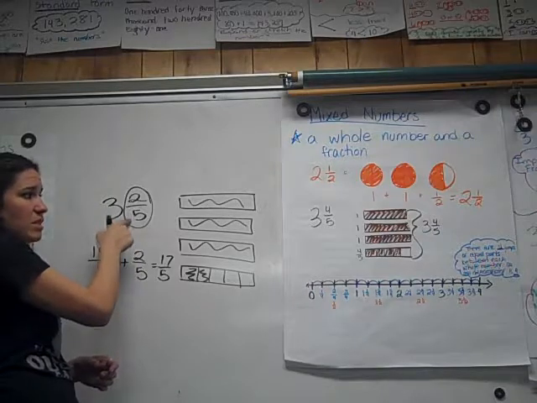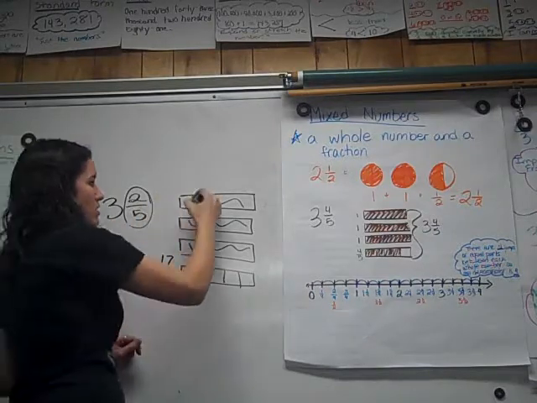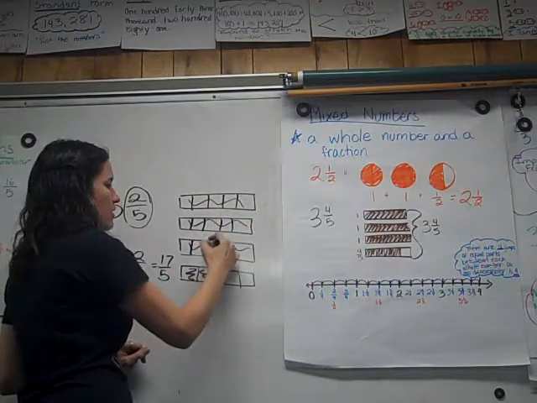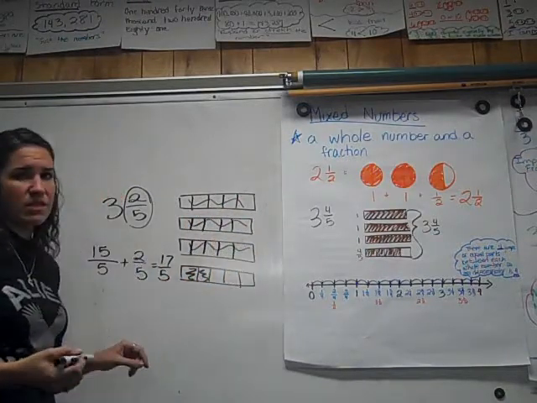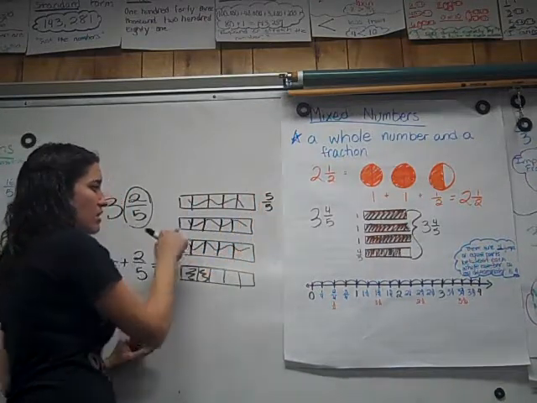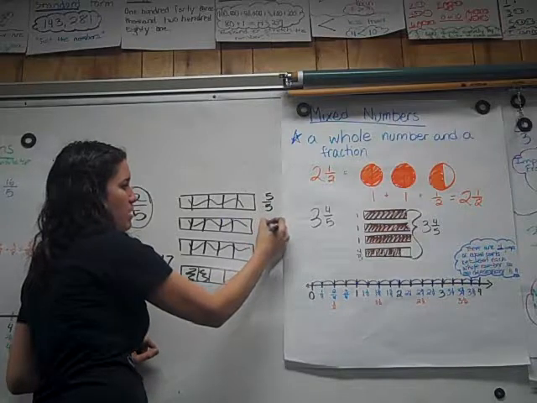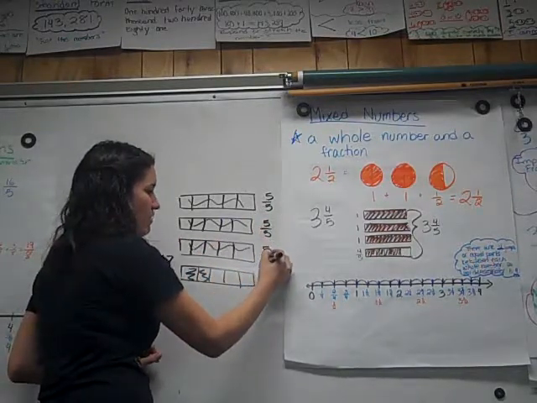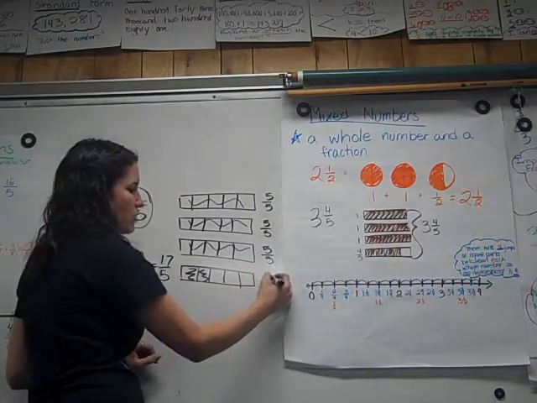Whatever your denominator is here, it's going to be for all of these. So this is fifths, this is fifths, those would be broken into fifths. So this is 1, 2, 3, 4, 5 out of 5. This is 1, 2, 3, 4, 5 equal parts out of 5, 5 out of 5, and then this last one only has 2 out of 5.